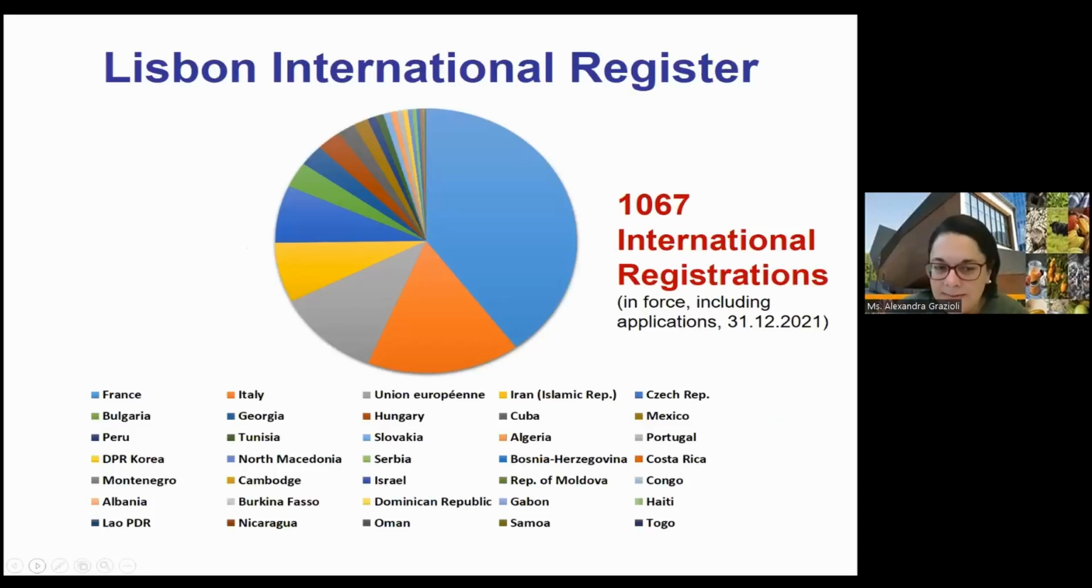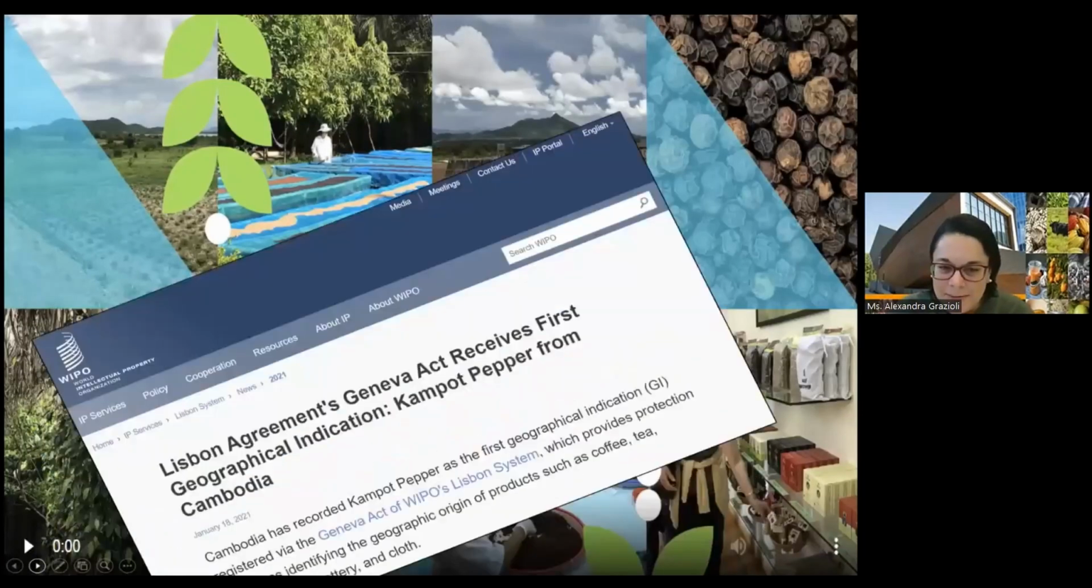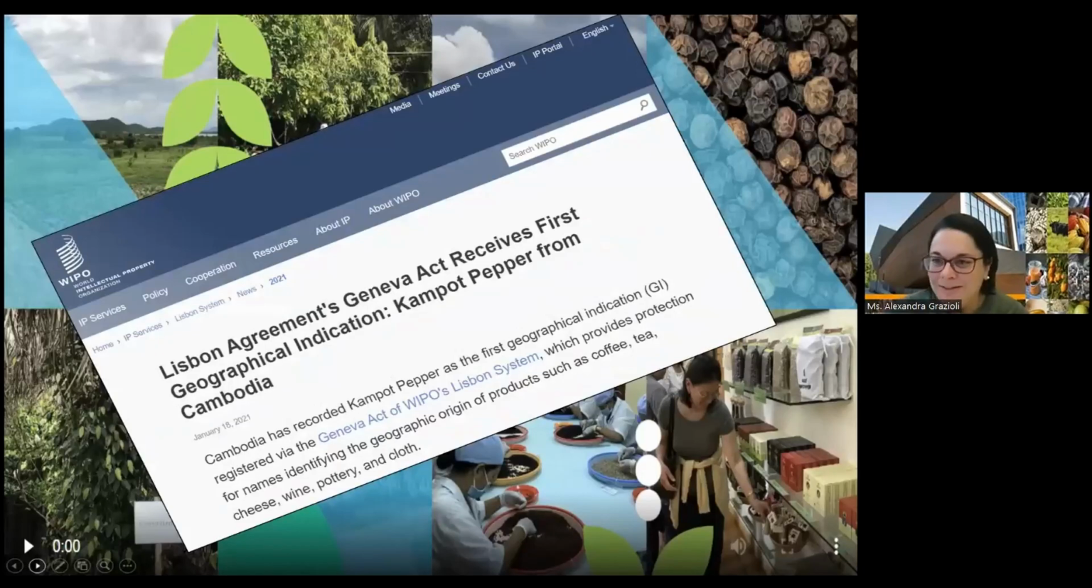In terms of use of the system, most of the applications come nowadays from European countries, but we see a growing interest also from developing countries, and countries like Iran, for instance, are among the biggest applicants in the system, and they use the Lisbon system a lot to valorize and make recognized their traditional products. So as I mentioned, among the users of the system, the Kampot pepper producers were the first to obtain a geographical indication.